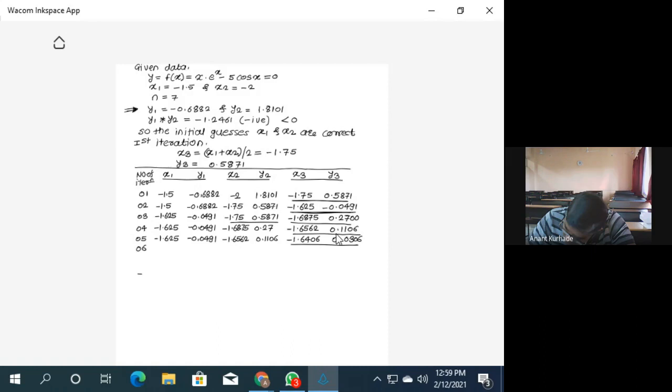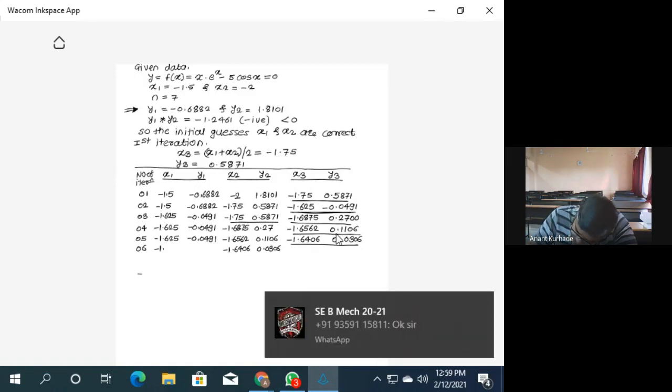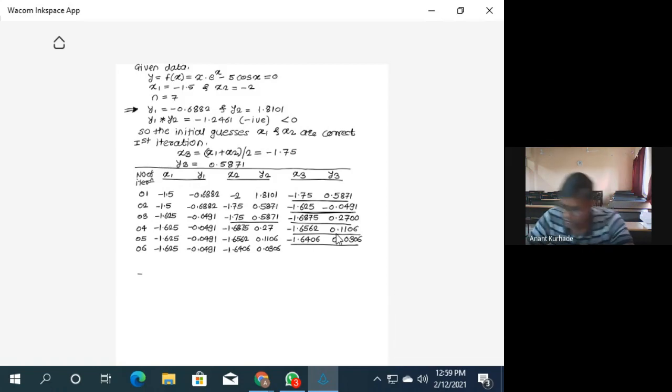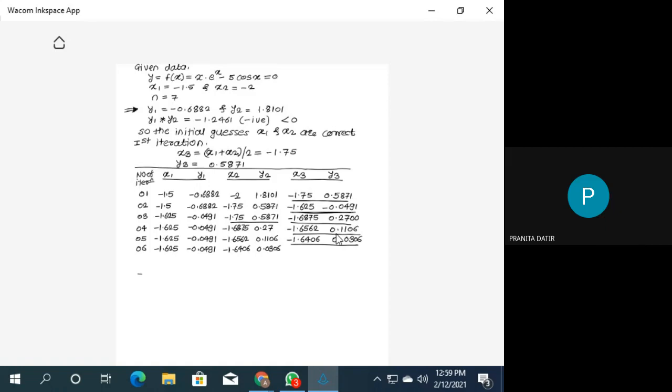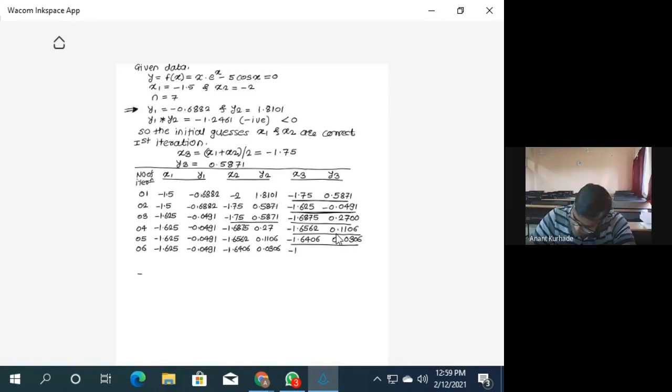Shift plus to plus. So it's minus 1.6406 and 0.0306. The first one is as it is, minus 1.625 and minus 0.0491. Now tell me what is x3 in iteration number 6? Minus 1.6328. What is y3? Plus or minus?